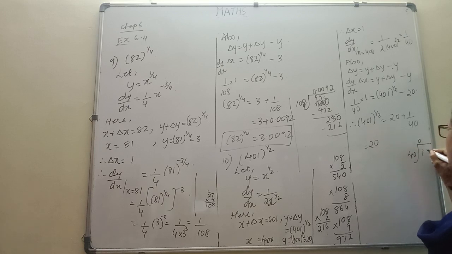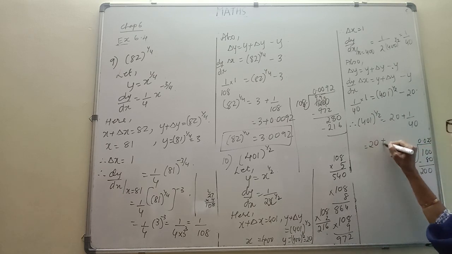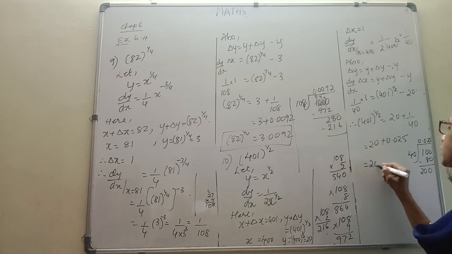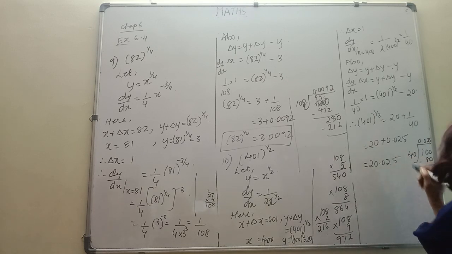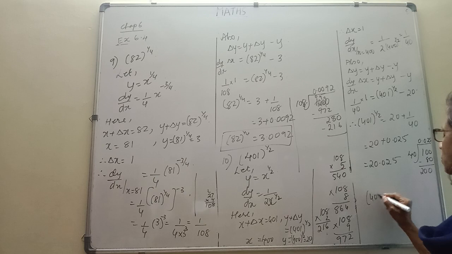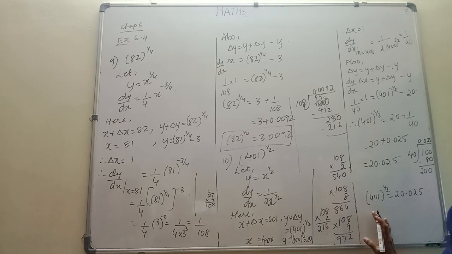So 1 by 40: let's get the decimal, 0 point. It's not dividing, so let's put a 0 and make it 100. 40 twice makes it 80, leaving 20, and with the 0 because of the decimal, 5 times. So 0.025. Because it's plus, it makes things quite easy. So we get 401 raised to half as 20.025. That's all for this problem, problem number 10.